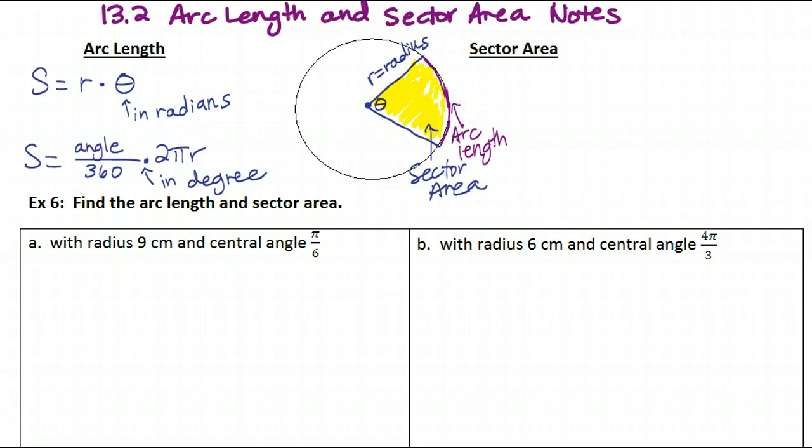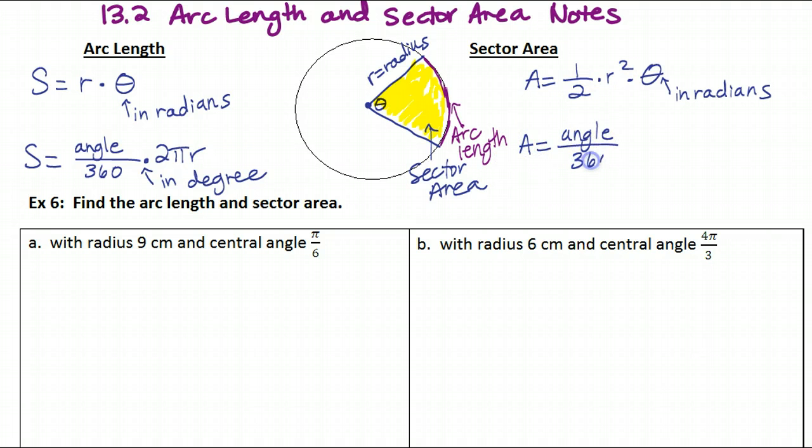Here are my two formulas for sector area. Area equals 1/2 times r squared times theta, and that is if I have a radian measurement. The other formula is area equals angle over 360 times pi times r squared, and that is if you have a degree measurement. Pause the video if needed to write down those formulas, and then let's go for it.